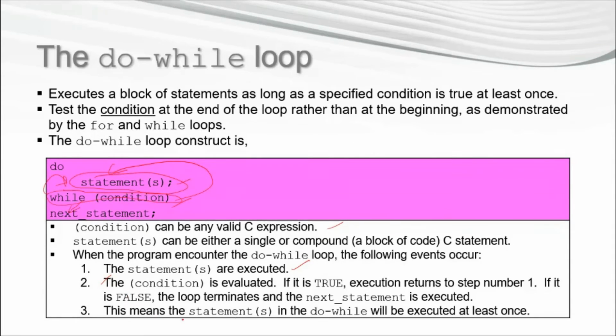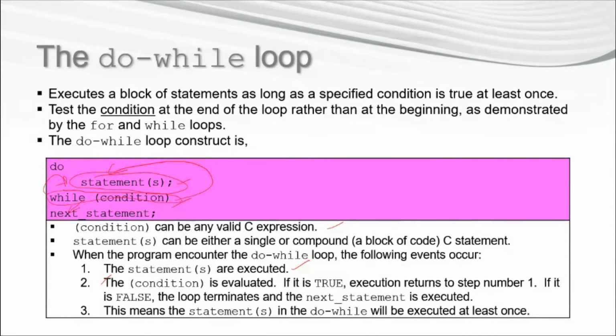So this means that the statements in the do while will be executed at least once. That is the main difference between a while loop and a do while loop. In the case of a while loop, if the condition is false, the statements will not be executed even a single time.